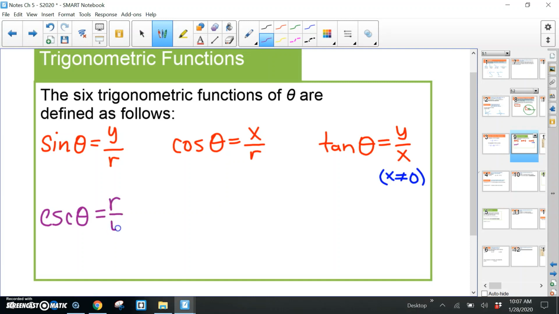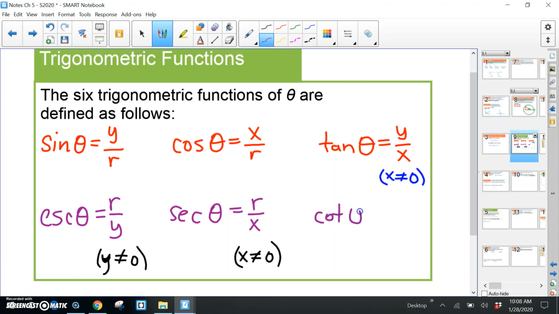equals r over y. We have secant theta equals r over x. And we have cotangent theta equals x over y.